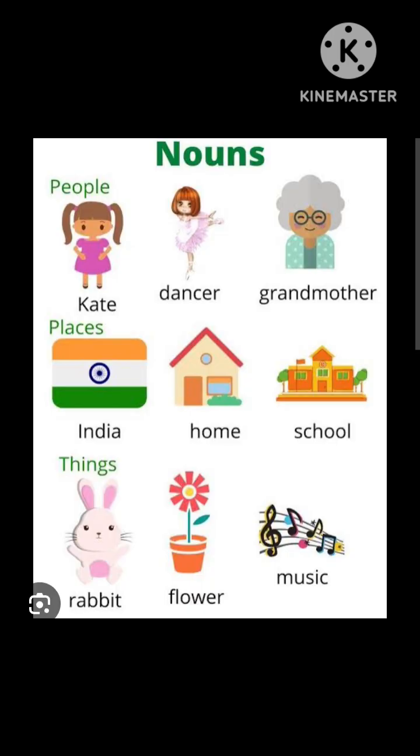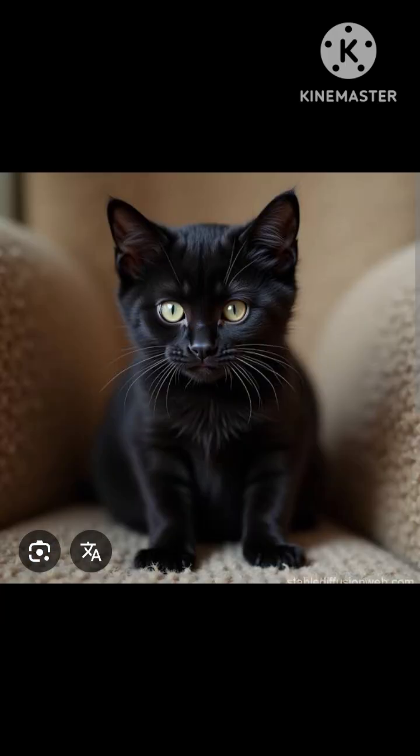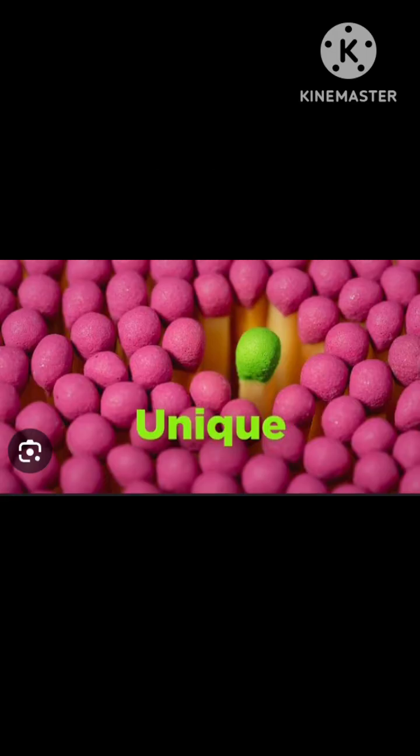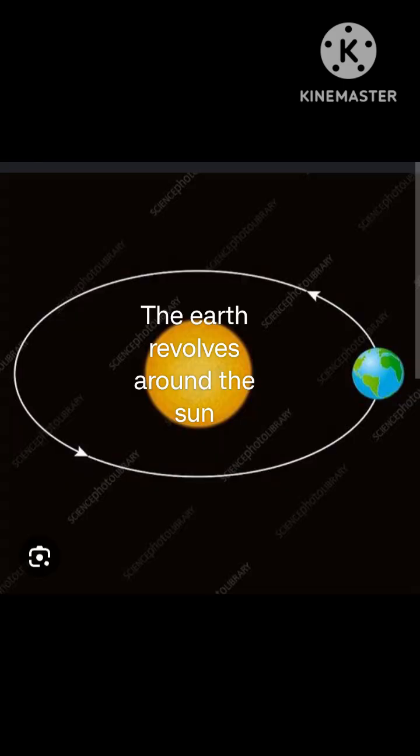Next one, a previously mentioned noun. I saw a cat. In the second sentence, we continue: the cat was black. It refers to the cat mentioned earlier. So the second time, we use the. Unique nouns, we use the. The sun rises in the east. These are universal truths. In these cases we use the to refer to the one and only, the sun, because there is only one sun. There is only one earth.